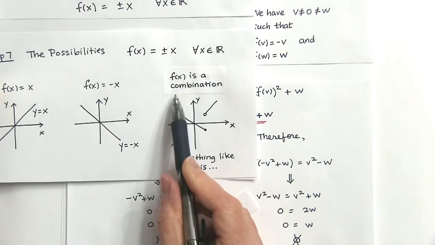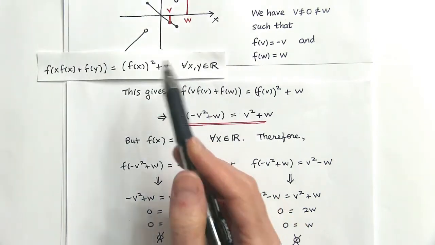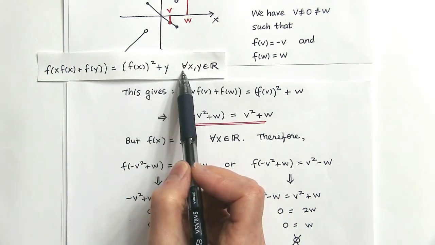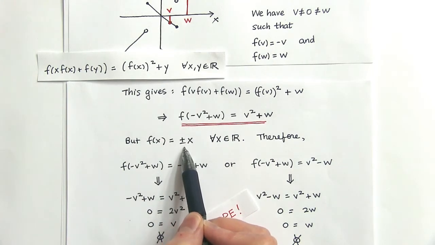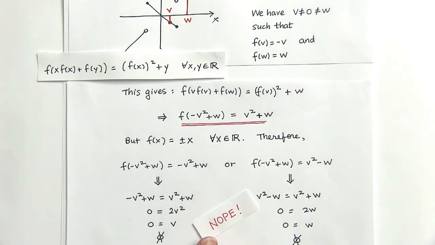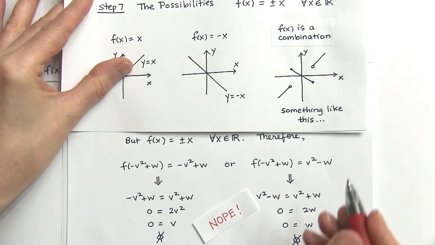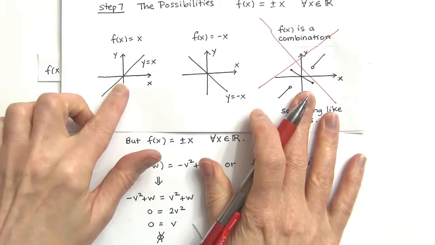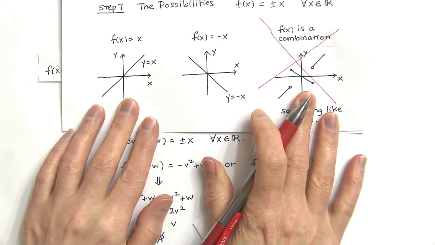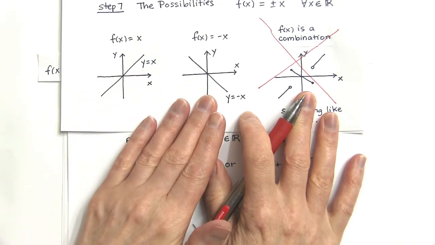So it's not possible for a function like this, which is a combination of x and minus x, to satisfy both the condition of the problem and the fact that f at x is supposed to equal plus or minus x for every x. Not possible. So in step 8, we've ruled out this possibility. And there are only two possibilities left. Either our function is equal to x or minus x.